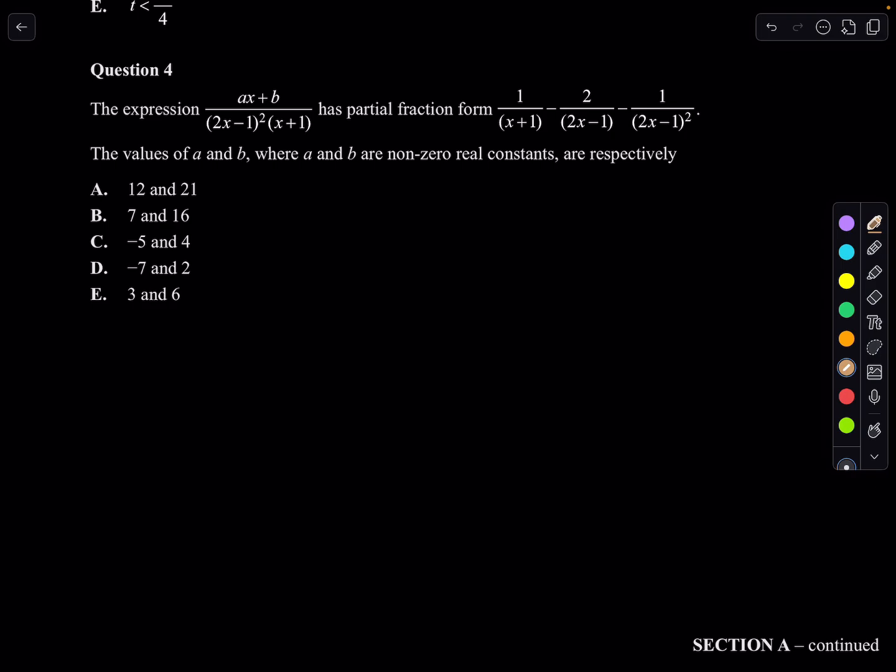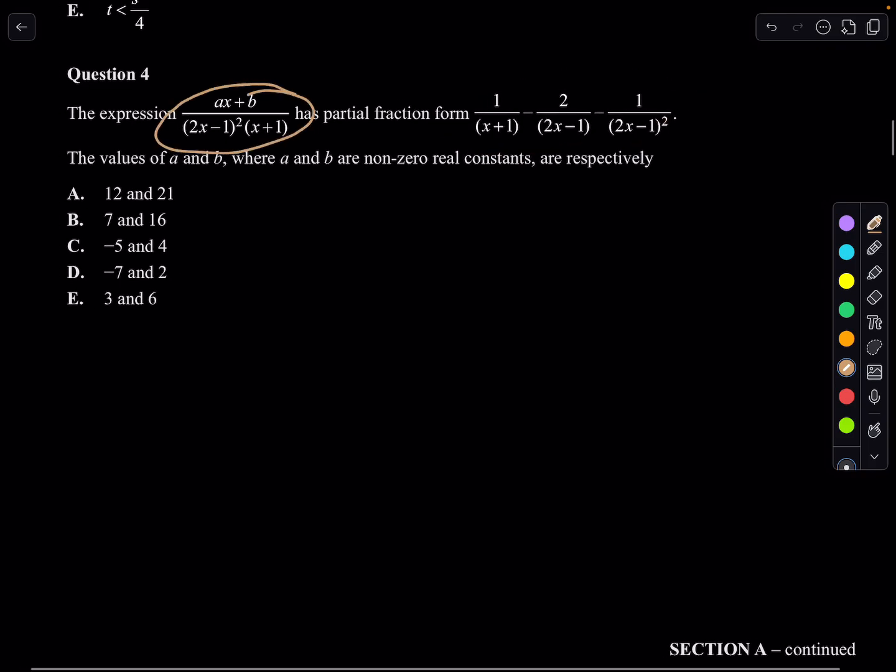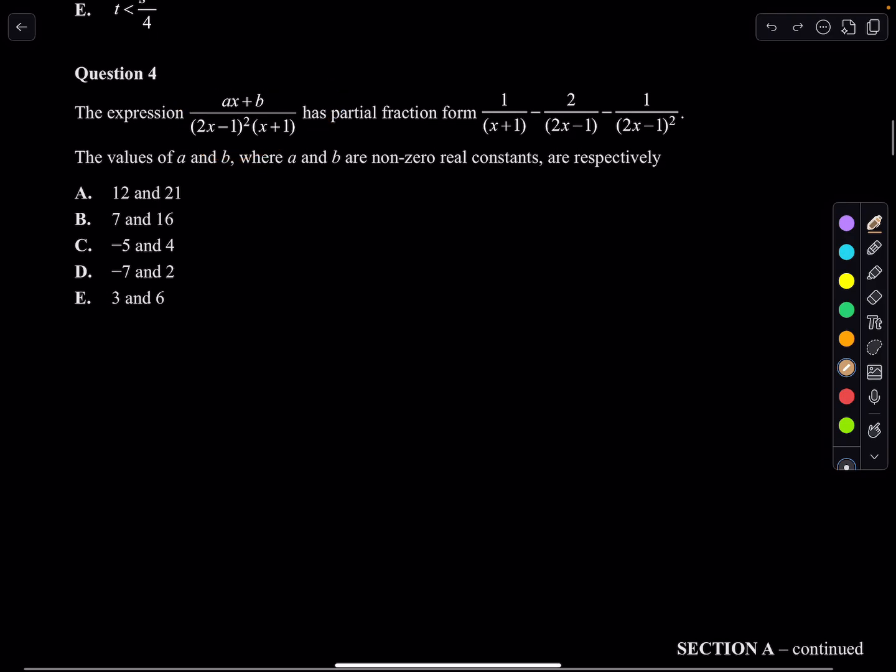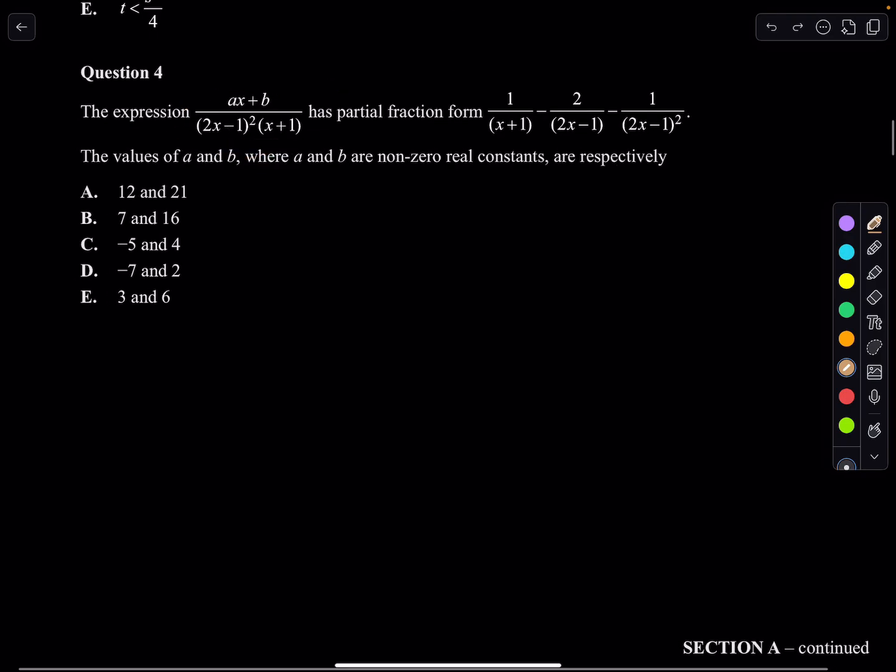Next question. The expression has a partial fraction form of this. The values of a and b, where a and b are non-real constants, are respectively what? A really beautiful question that you can just do with your CAS. So we have the partial fraction form, and we want to get back to this over here. This one has a common denominator. We want to find the common denominator, and we should get this function. Let's do that with our CAS.